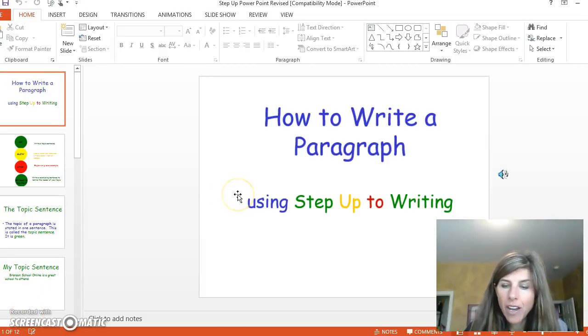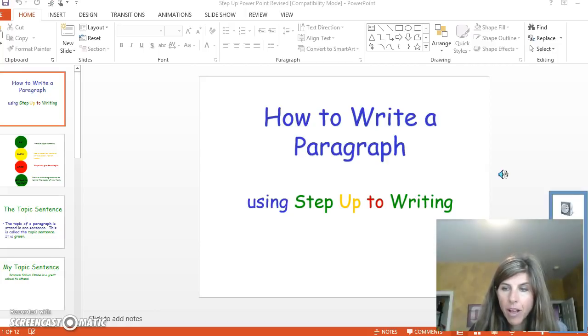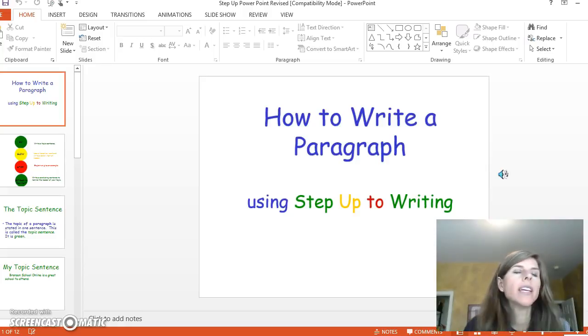All right, so we are talking about Step Up to Writing, how to write a paragraph. So the problem with kids or people writing a paragraph correctly, especially second and third graders, fourth graders, is that they have a hard time writing a paragraph because they can't organize. You might have a lot of ideas on what to write, but they have to be well organized. And Step Up to Writing helps you do that.